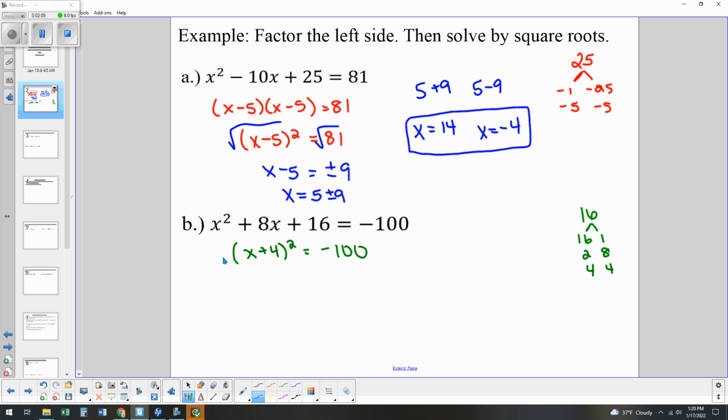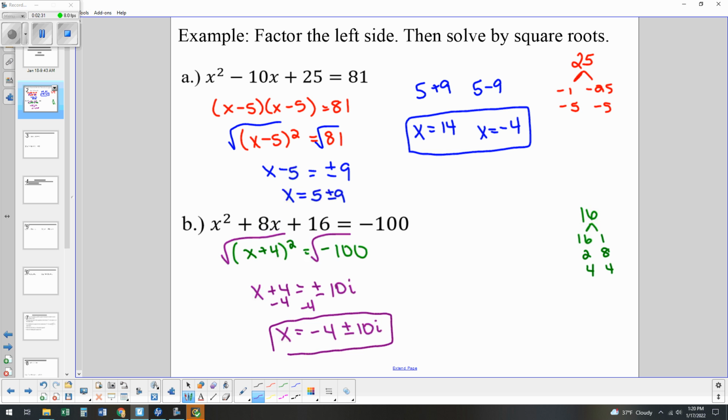So from here, take the square root of both sides. So we're left with x plus 4 equals plus or minus. We can take the square root of 100 and we get 10. And we remember that the square root of a negative is i. So now if I subtract 4 from both sides, standard form means I'm going to put the negative 4 in front and the plus or minus 10i in the back. And that's our answer.